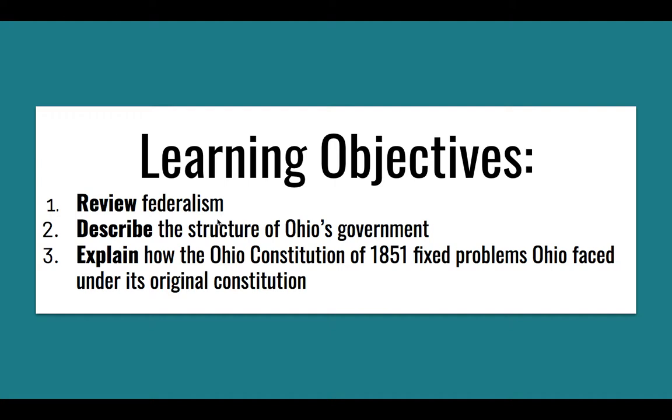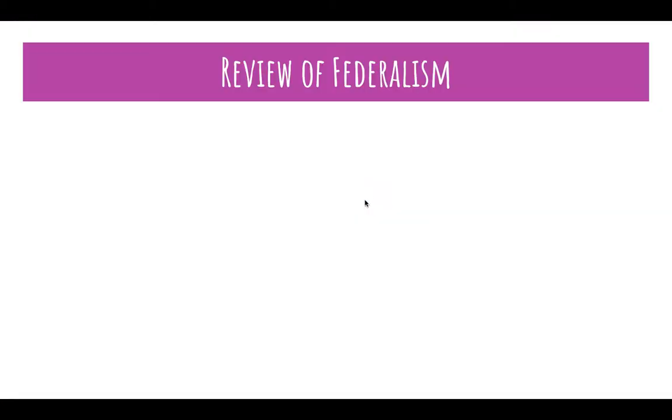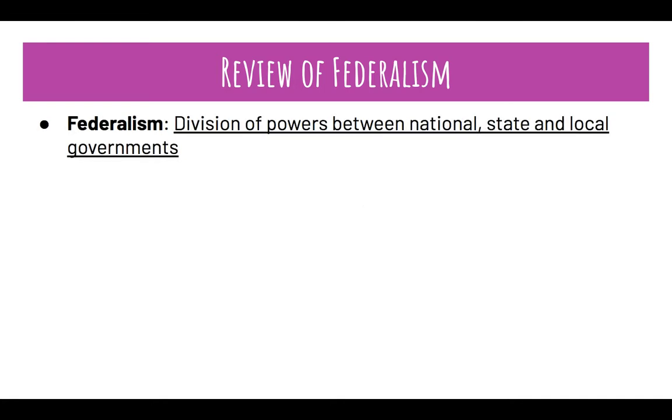We are reviewing the concept of federalism, describing the structure of Ohio's government, and explaining how the Ohio Constitution of 1851 fixed problems that Ohio faced under its original constitution. So let's start out with federalism. Federalism, if you remember back all the way to Unit 1, is the division of power between national, state, and local governments. Now, if you remember even further, those different powers have different names, right?